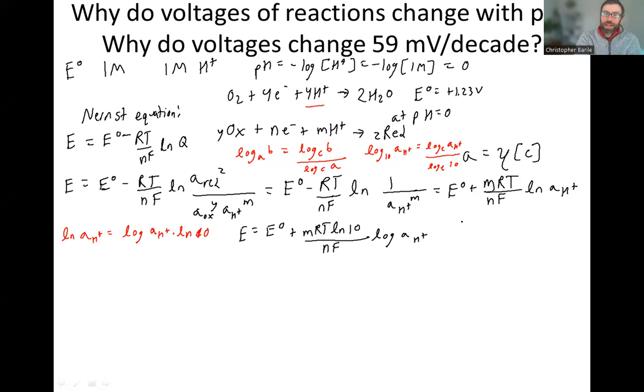And we know that pH is just the negative of this. So if we plug in now for the negative of log activity of protons, this positive sign will become a negative sign. We'll get mRT over nF ln 10 times pH. And this is really your generic formula.